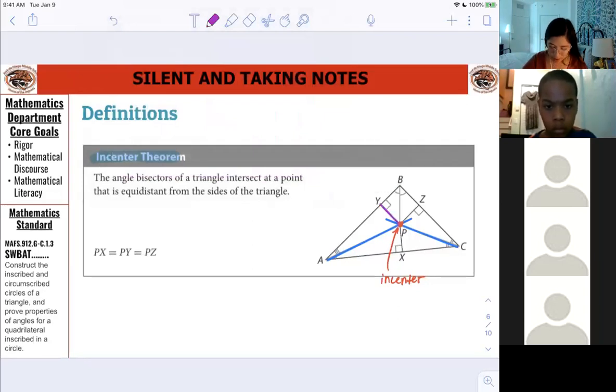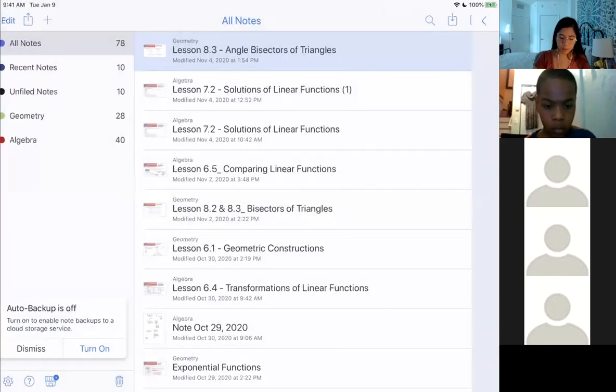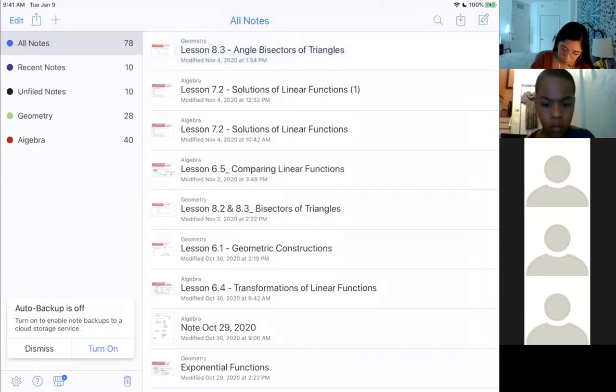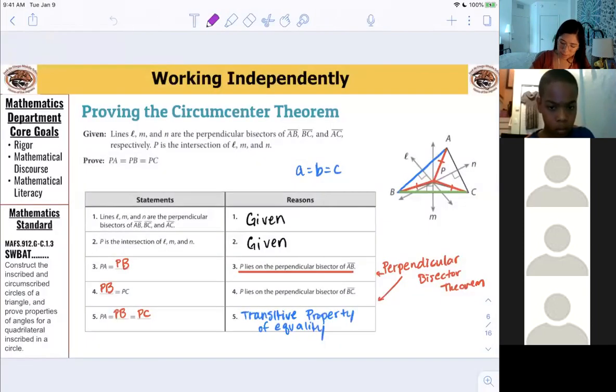So you can't skip that step because that's the whole definition. The definition of an in-center is that the angle bisectors of a triangle intersect at a point that is equidistant from the sides of the triangle. So all of these segments that I'm highlighting in purple are equidistant. So all of those are equal. Okay. So it's kind of similar to what we did on Monday. So let me take a moment through memory lane. This is what we did on Monday.